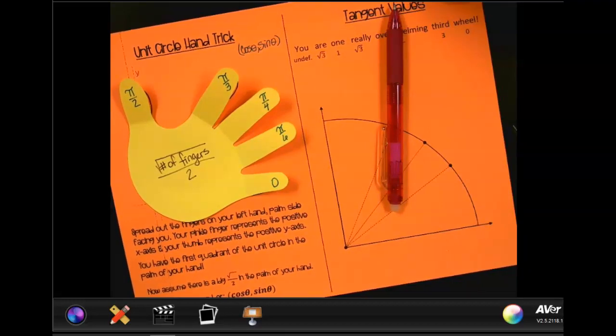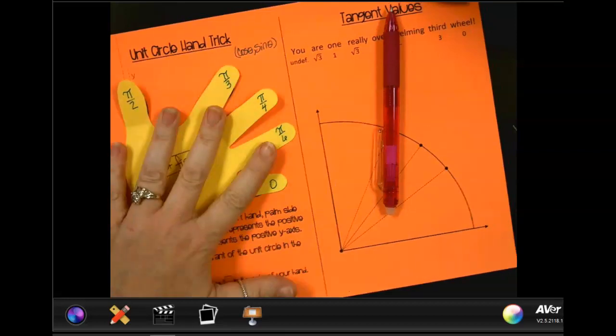And I always have some kids at the end go, yeah, I never really did get the hand trick. Probably because they didn't pay attention the first day and then they never figured it out. If you don't understand what I'm saying, please let me know and I will re-explain it to you 1,000 times because this is going to be a lifesaver for you. Okay, are we good with that? Awesome. All right, so let's talk about tangent values.